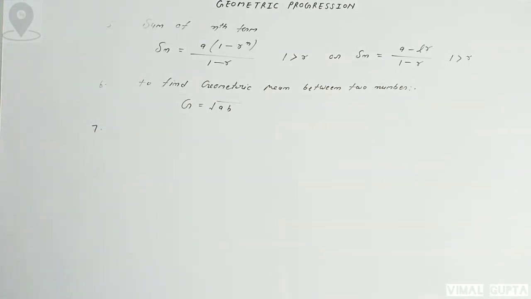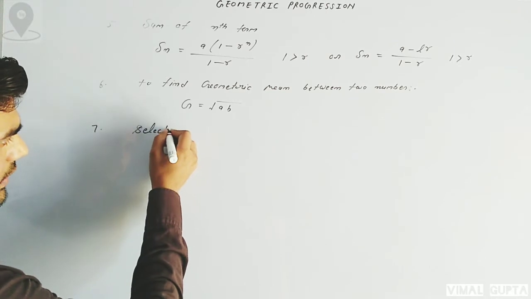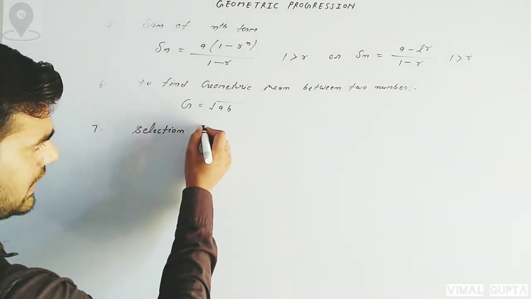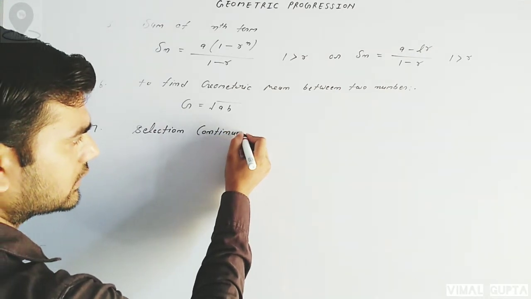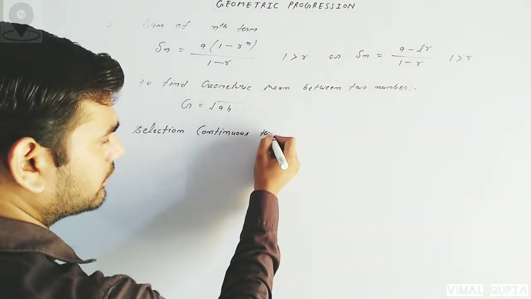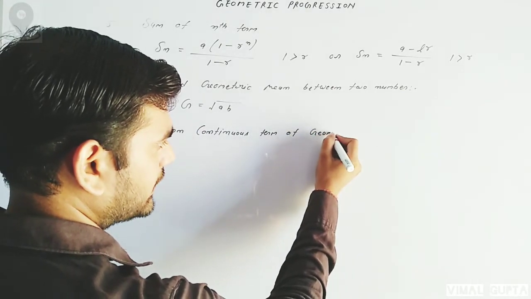Seventh is selection of continuous terms of geometric mean.